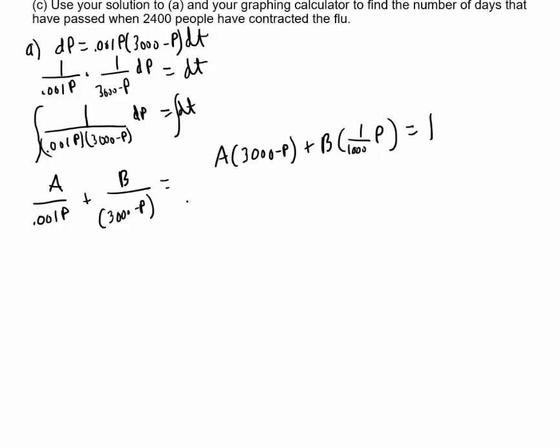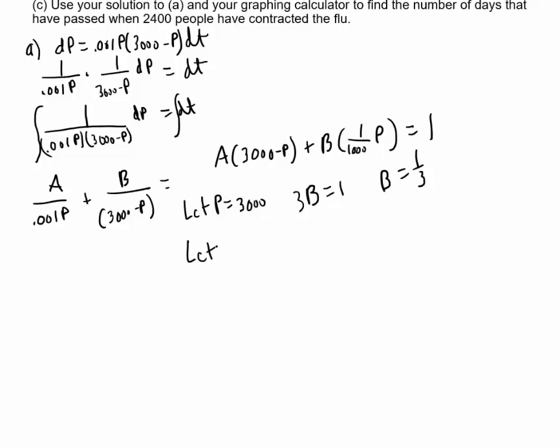All right, like I did before, I'm going to let p, in this case, to get rid of this one, equal 3000. So that whole term will go away. 3000 divided by 1000 gives you 3. So you get 3b is equal to 1, which means b is equal to 1/3.